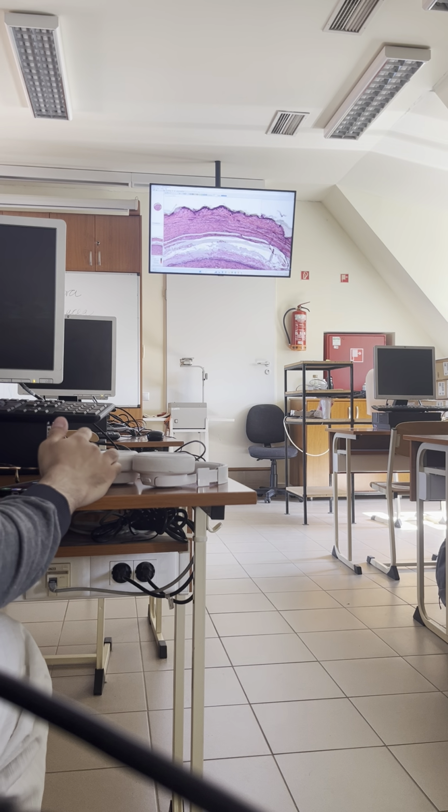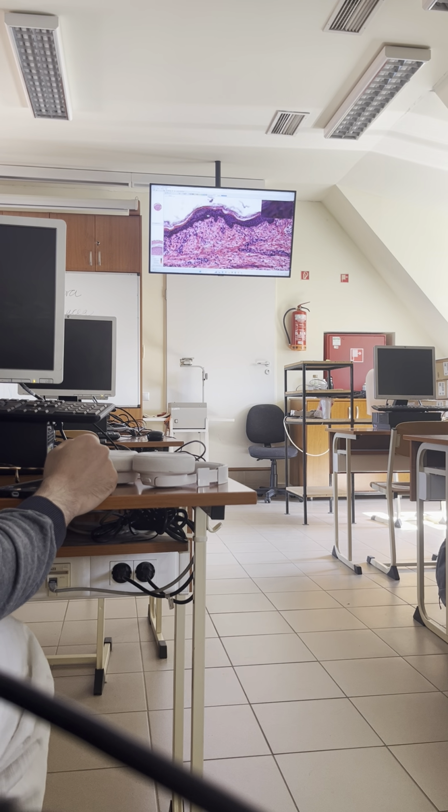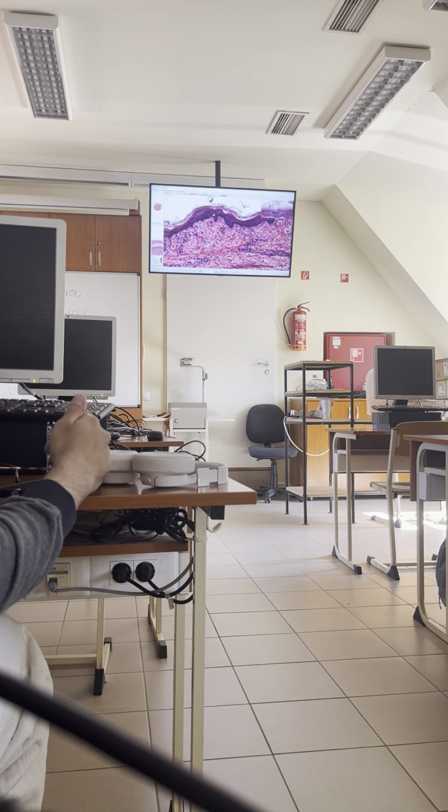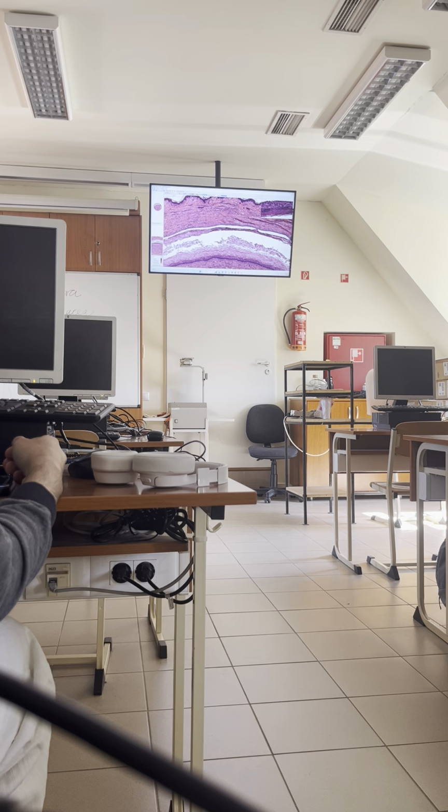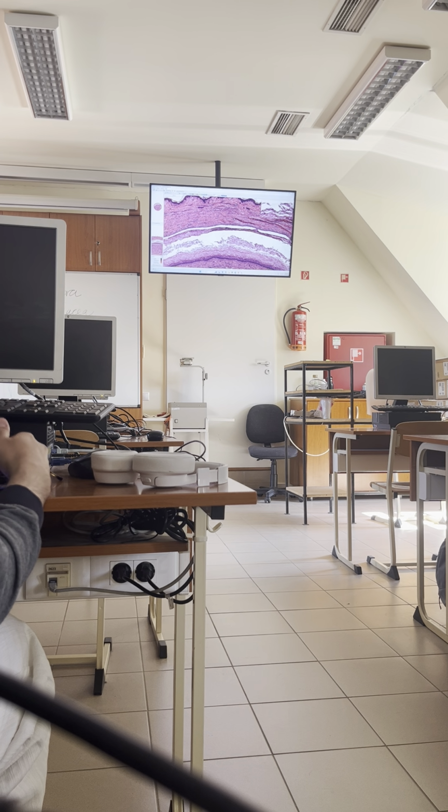This is the outer surface with the stratified squamous keratinizing epithelium. And here is the inner surface of the prepuce with the developing stratified squamous keratinizing epithelium. And here is the third developing epithelium, which is the stratified squamous keratinizing epithelium of the glans.